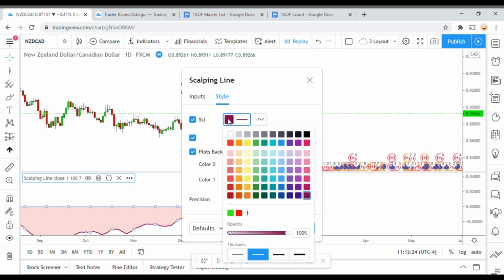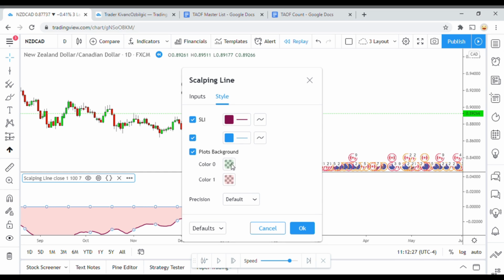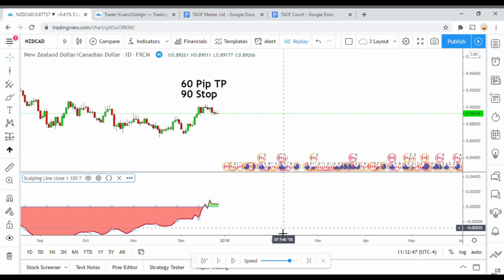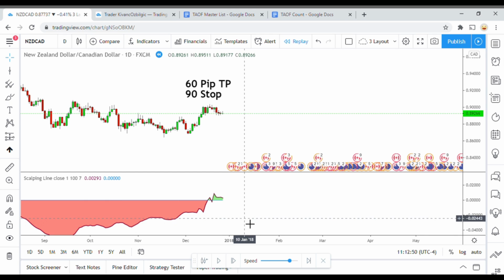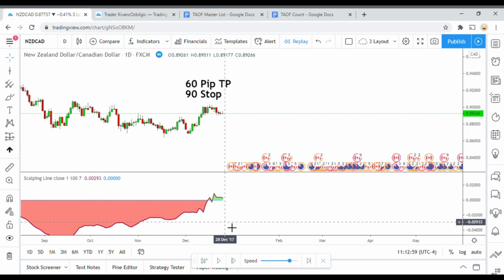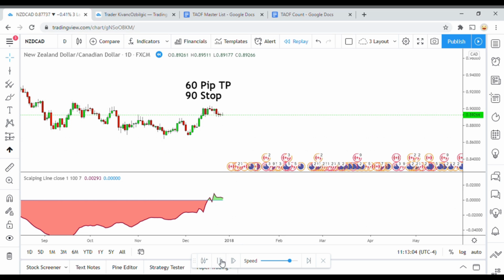I might play around with background colors here, because everybody knows sometimes, let's see, there we go. That gave us a little bit more of the colors we were looking for. Yeah, pretty simple. Like I said, when it crosses up, we're going to go long. When it crosses down, we are going to go short.